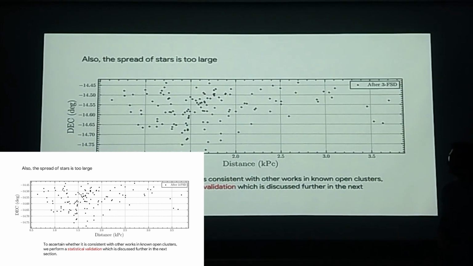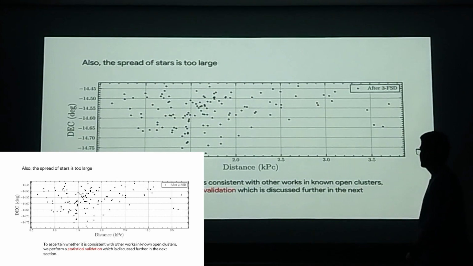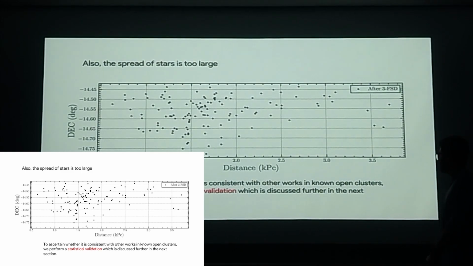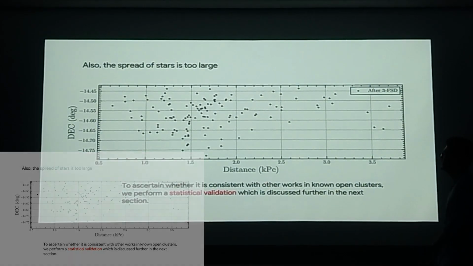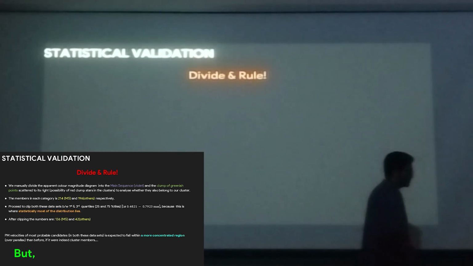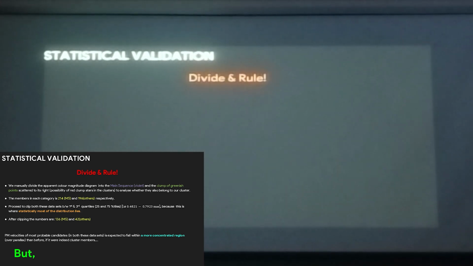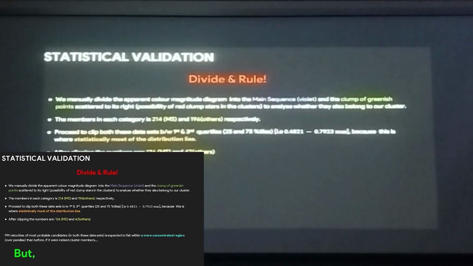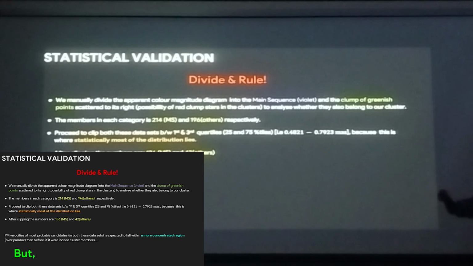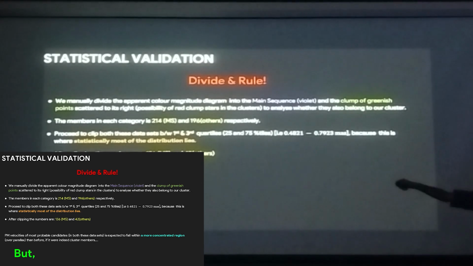To ascertain whether it is consistent with other works on known open clusters, we perform a statistical validation, which is discussed in the next section. We proceed to implement a technique called divide and rule. We manually divide the main sequence, which are the violet regions, and the clump of greenish points scattered. We separate them out, and for the whole data set, we calculate the parallax.